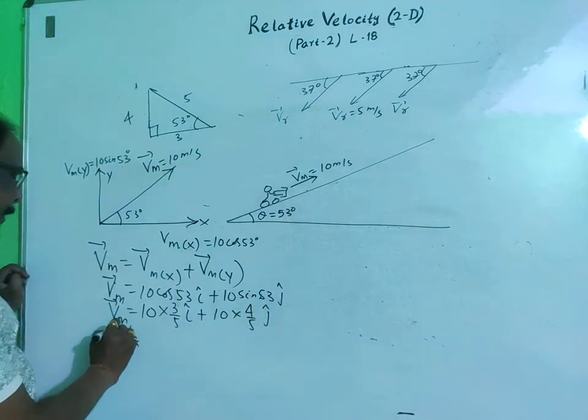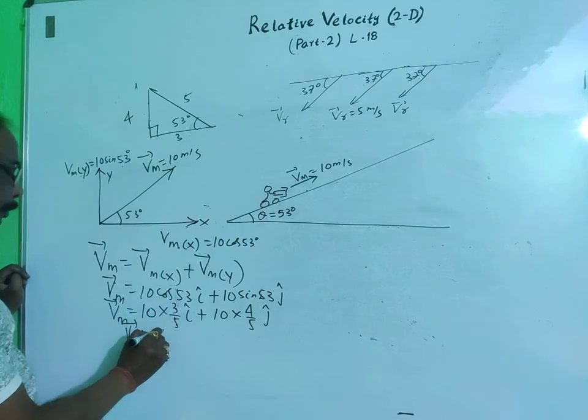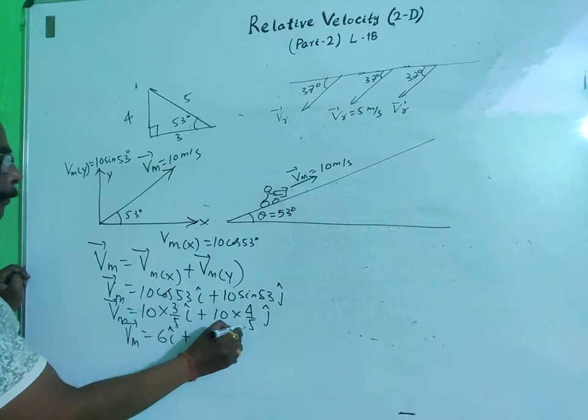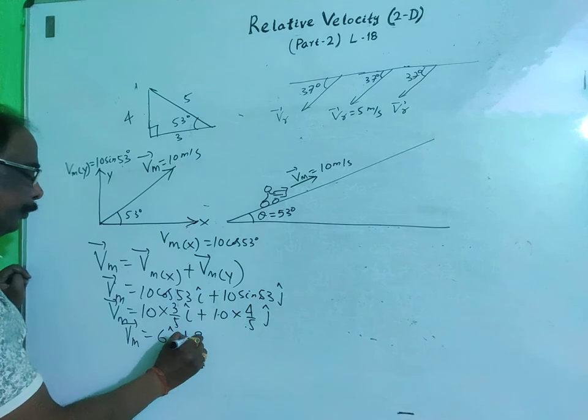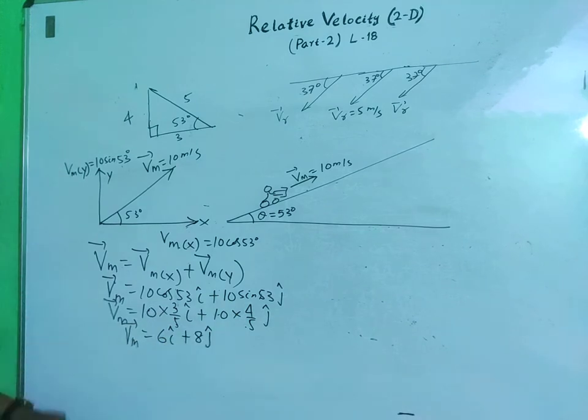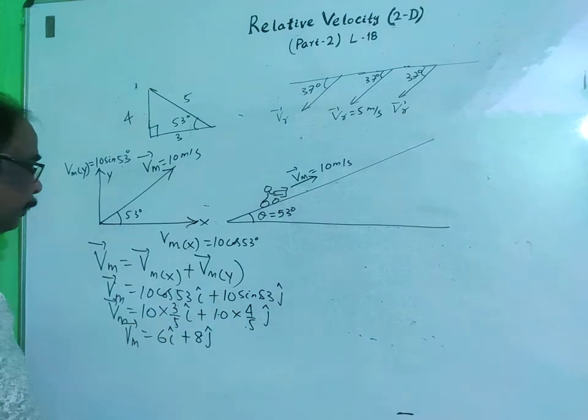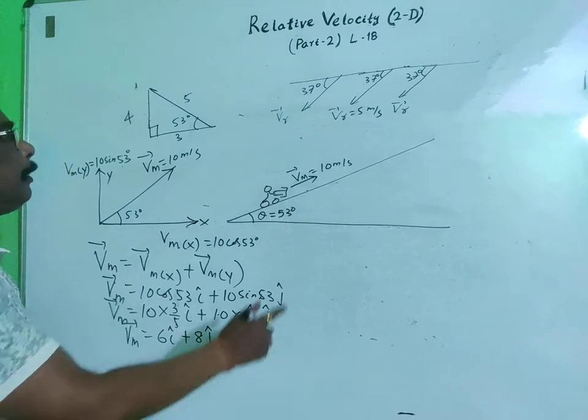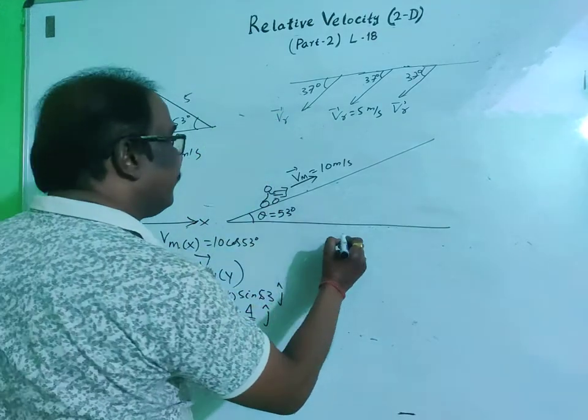Then velocity of man is equal to 2 into 3, 6 i cap, and 2 into 4, 8 j cap. This is the vector form of velocity of man. Then about velocity of rain.